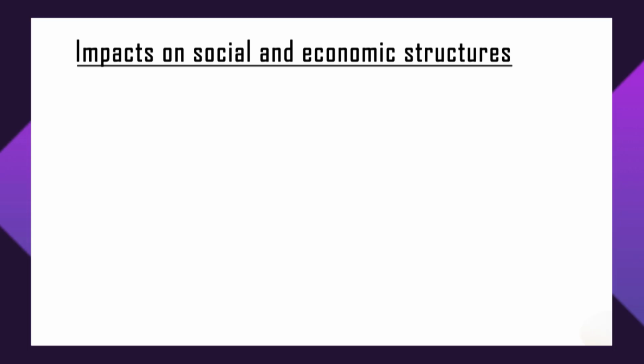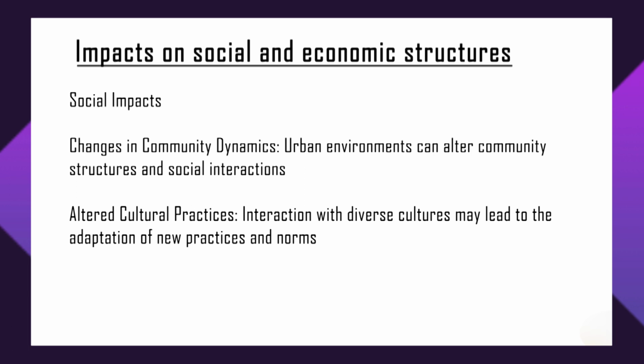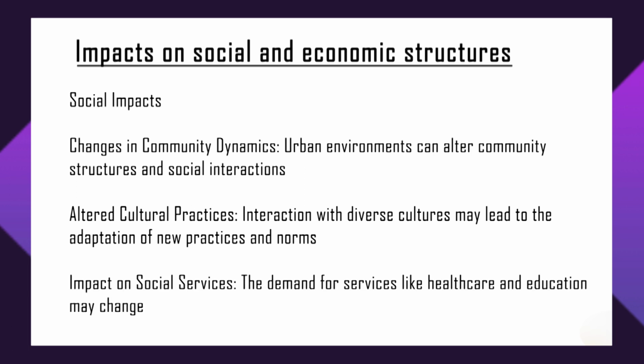What are the different impacts on the social and economic structure? Let's talk about social impact first. Changes in the community dynamics: urban environments can offer a community structure and social interaction. In altered cultural practices, interactions with diverse cultures may lead to the adaptation of new practices and reforms. Now, the impact on the social services: the demand for services like healthcare and education may change.